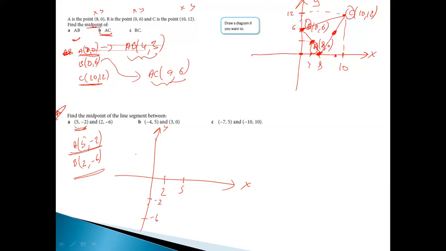Okay, so how can you find the midpoint of the line segment? First of all, we need the midpoint of these two separate values. 5 plus 2 is 7, 7 over 2 is 3.5. That's the x-axis value. The second value is -2 plus -6 is -8, over 2 is -4. So x is 3.5 and the second value is -4, approximately here. So the midpoint of AB is here.